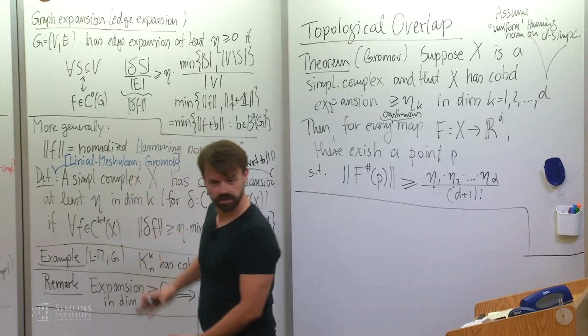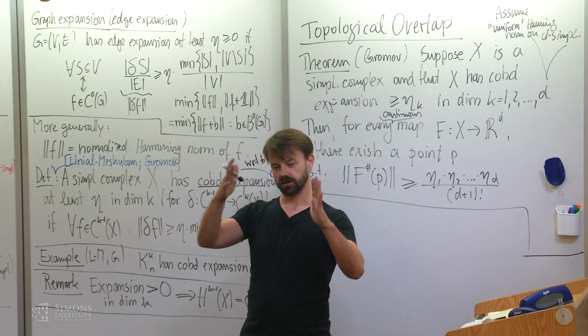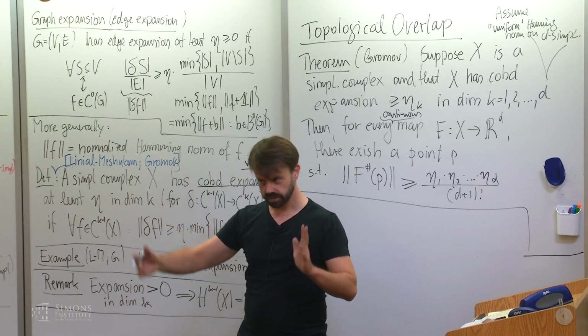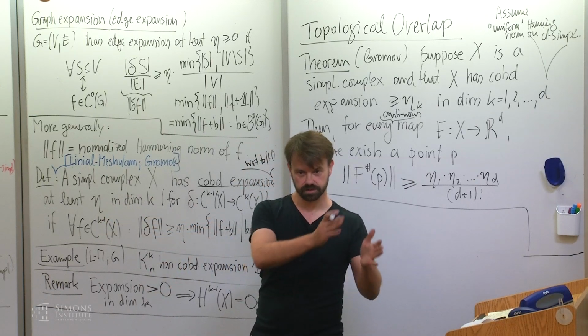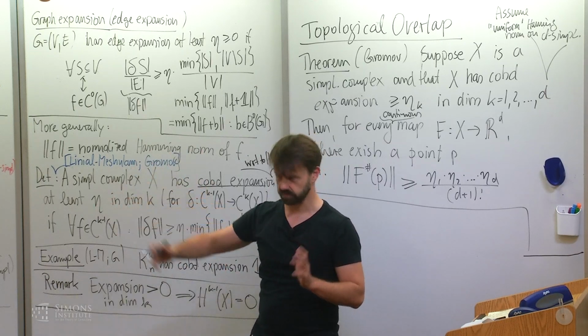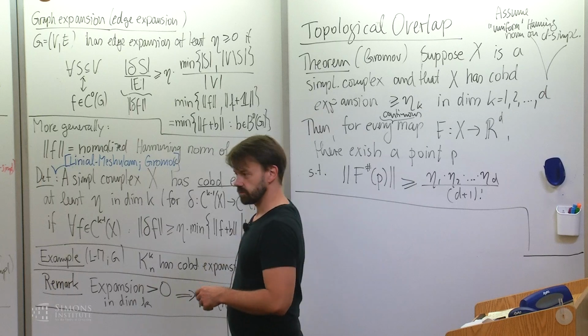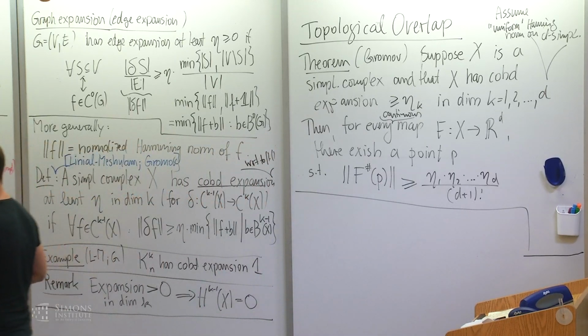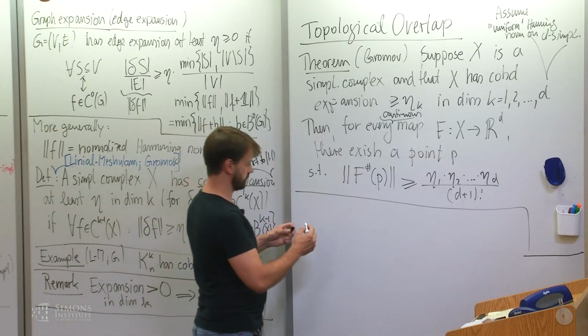Well, if you have co-boundary expansion in dimension 1 up to D, you get topological expansion in dimension 1 up to D. So for maps into R1, R2, R3, and so forth up to R to the D. But the other way around, it's definitely false. Take two expanders of size n/2 and no edges between them. That's right. And indeed, there are weakenings.